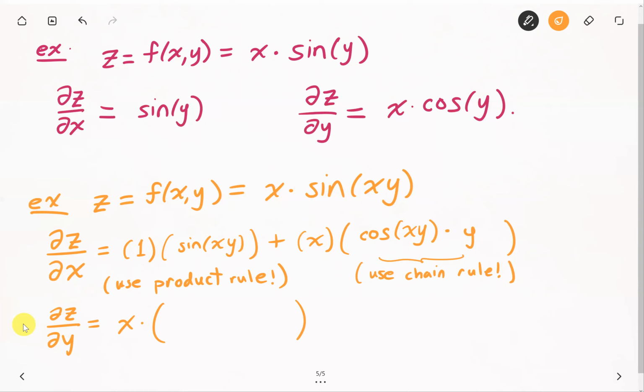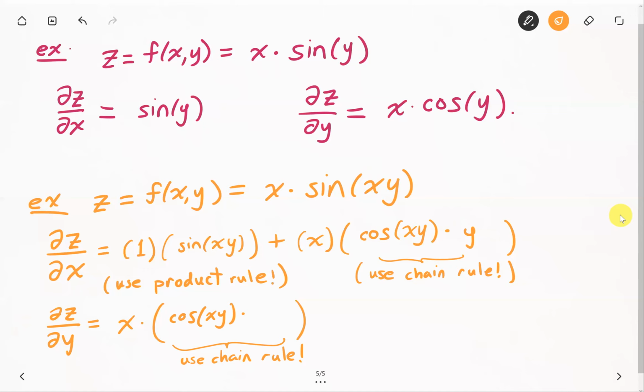Now, sine of xy, in this circumstance, has another chain rule there. We have a function on the outside. Remember, y is your variable. The outside function is sine, and the inside function, what are we doing to y? We're multiplying it by x. So again, we're going to need to use the chain rule here. Well, first, the derivative of the outside function, cosine of xy, times the derivative of the inside function.